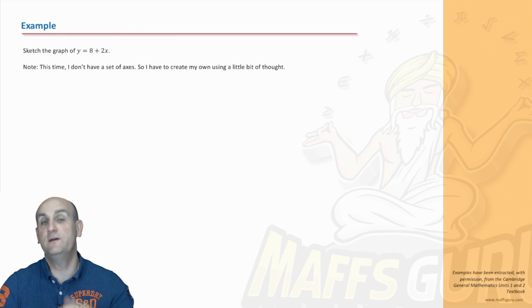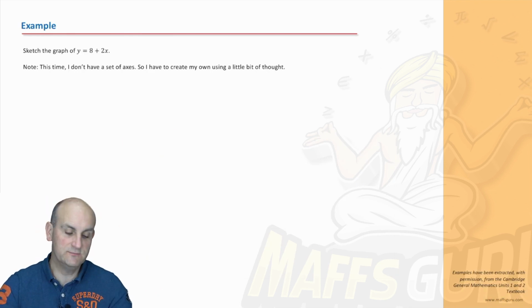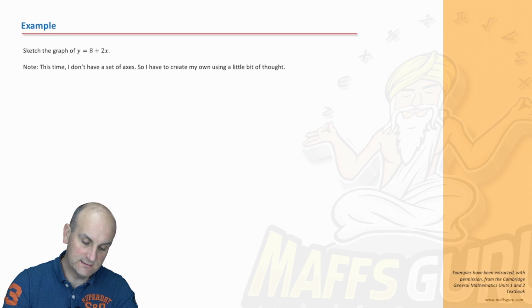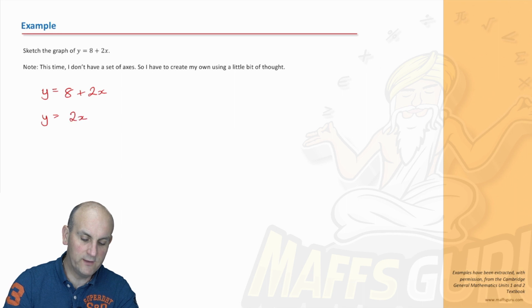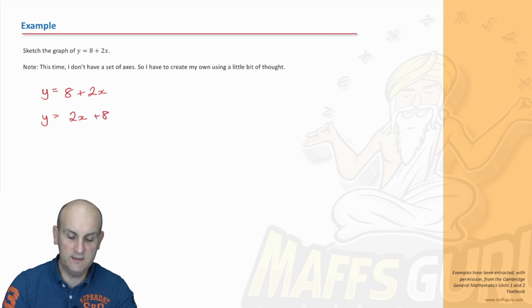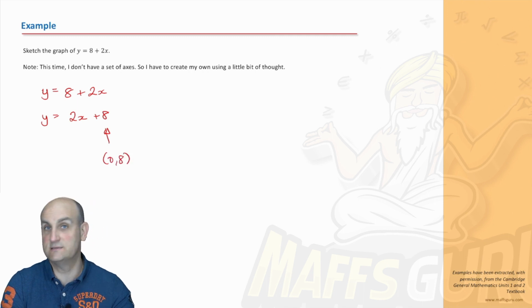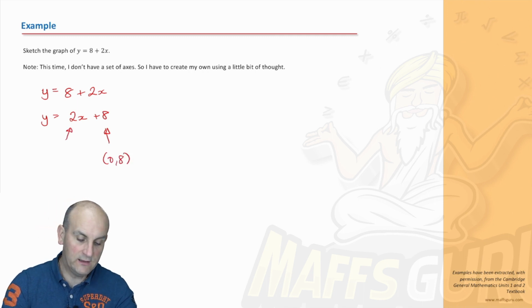Here's another example. In fact, it's the last example of here, and you'll notice I'm trying to trick you. Let's ramp up the complexity. Is this equation written in y equals mx plus c form? No, it isn't. So the first thing I'm going to do is write y is equal to 8 plus 2x and rearrange it to give me y is equal to 2x plus 8. How does that help me? That tells me my intercept is 0, 8. That's a coordinate. And this here tells me that it has a gradient of 2 on 1.